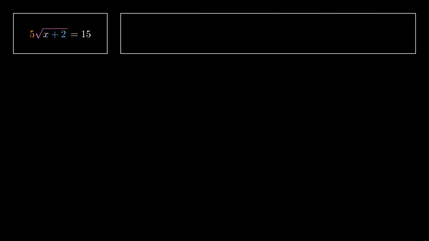Example 11 here has multiplication, a root, and addition, right? Same with parentheses. When you have a number up against parentheses, that implies multiplication. When you have this number right up against the root, that also implies multiplication. So this reads 5 times the square root of x plus 2 equals 15. As a question, we might ask the square root of what plus 2 times 5 is 15.